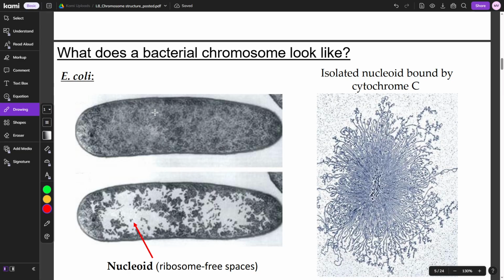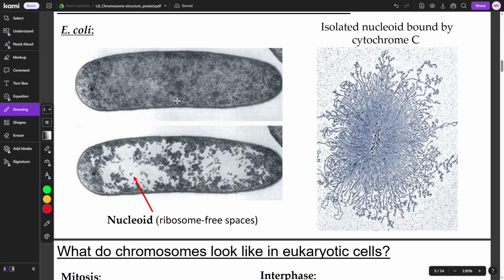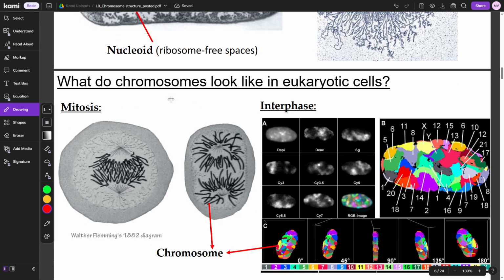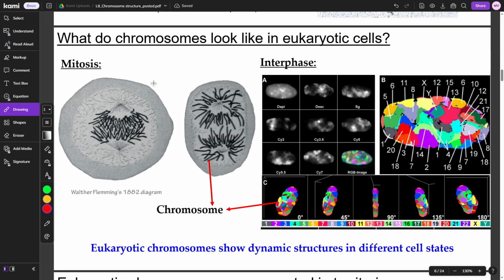This is just a cool image of what bacterial chromosomes look like. Cool, I don't think it's that important. What do they look like in eukaryotic cells? If you've never seen mitosis before, this is what it looks like. I believe this is the anaphase of mitosis, if I'm not mistaken. And this is telophase, getting close to cytokinesis here.